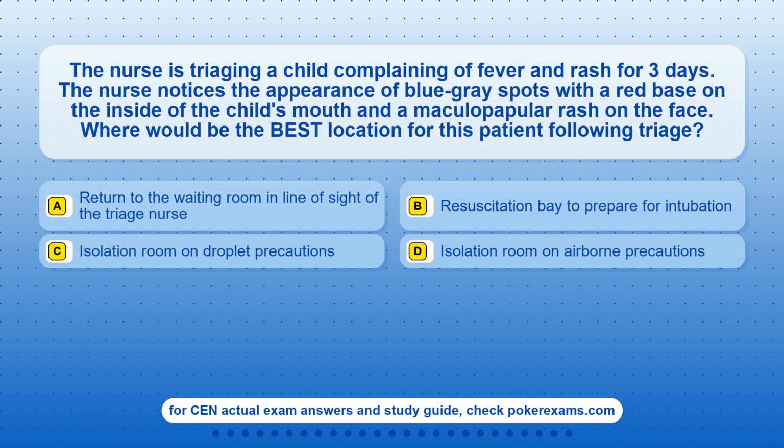Question 8. The nurse is triaging a child complaining of fever and rash for 3 days. The nurse notices the appearance of blue-gray spots with a red base on the inside of the child's mouth and a maculopapular rash on the face. Where would be the best location for this patient following triage? Option A. Return to the waiting room in line of sight of the triage nurse. Option B. Resuscitation bay to prepare for intubation. Option C. Isolation room on droplet precautions. Option D. Isolation room on airborne precautions.